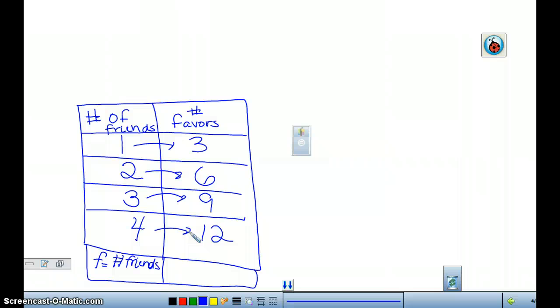Kirsten. Well, if we take F plus 3, so F is the number of friends. If I take 1 plus 3, do I get 3? No, I get 4. If I take 2 plus 3, do I get 6? No, I get 5. So it's not F plus 3. It's not going to work for us. Zakira? Multiply by what? What times what?